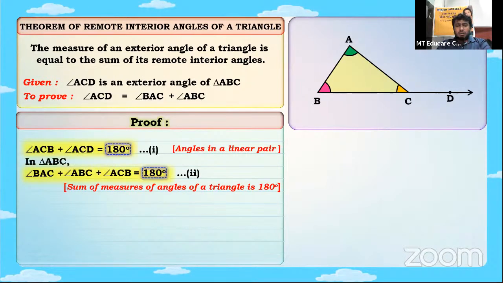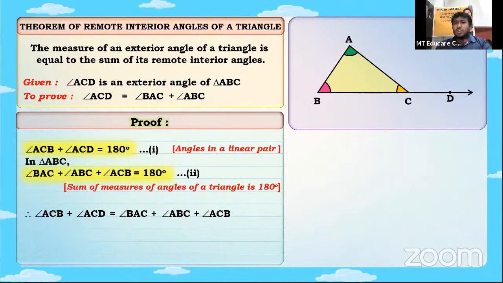Students, observe result number 1 and result number 2 and tell me what we observe. Yes, superb. Right hand sides are equal. If right hand sides are equal, then left hand sides are also equal. This property is known as the property of transitivity. So angle ACB plus angle ACD is equal to angle BAC plus angle ABC plus angle ACB. Students, reason will be from 1 and 2.